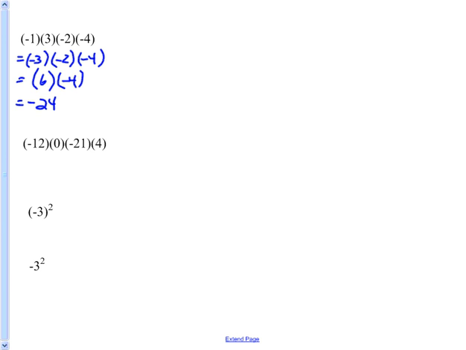Now, one tricky question. What happens when I have negative 12 times 0 times negative 21 times 4? And if you recognize 0, when I multiply any number by 0, the result is always 0. So you don't have to do any work with this question. When there's a 0 in there, the result is 0.